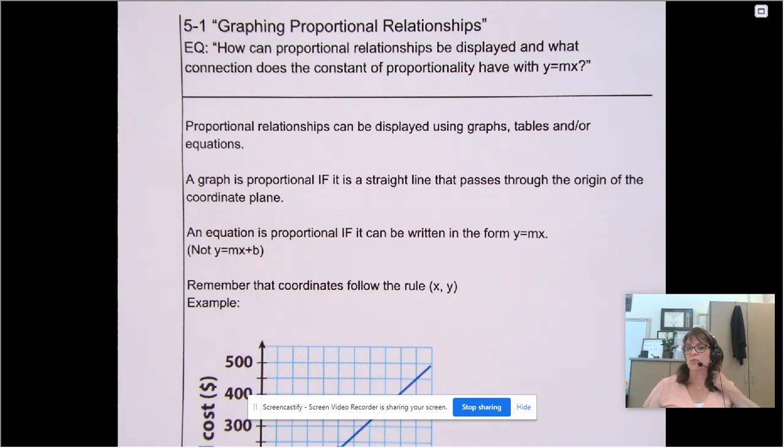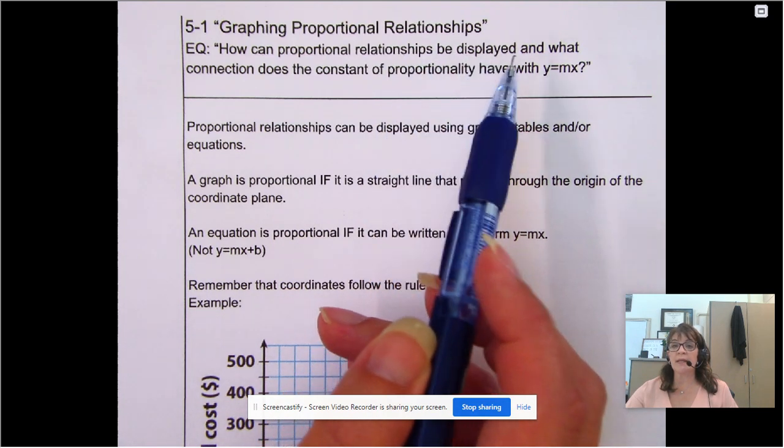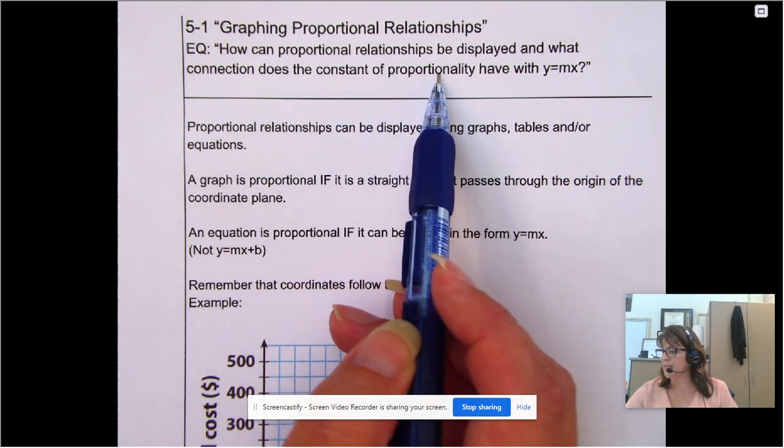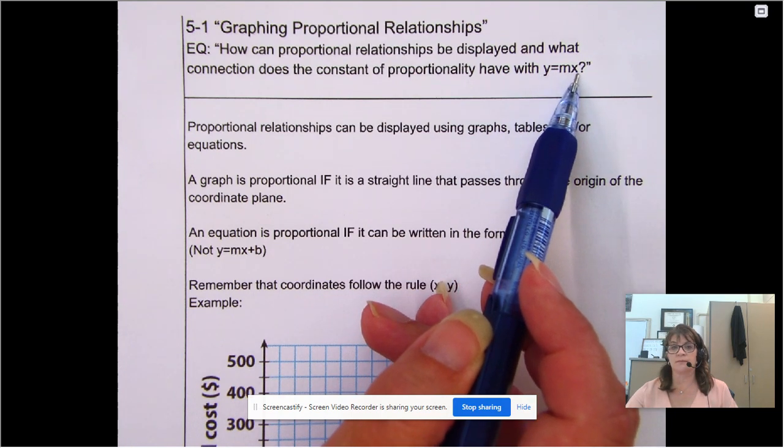For lesson 5-1, I want to take a look at graphing proportional relationships. Now, two things. One, we need to remember some things about graphing. Two, what does proportional mean? So, several things to look at at the beginning of this study. Our essential question: how can proportional relationships be displayed? That's the graph part. And what connection does the constant of proportionality have with the equation y equals mx?